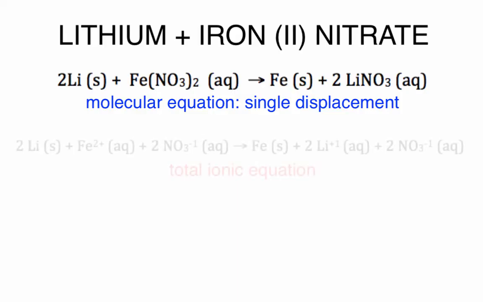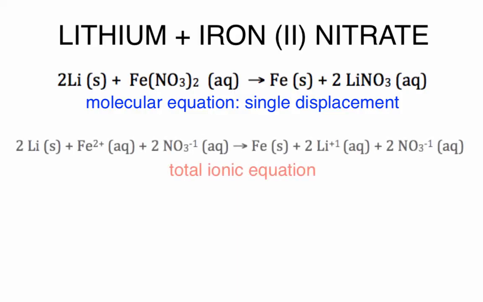You should come up with 2 moles of lithium solid reacting with 1 mole of iron 2 ions in the aqueous state and 2 moles of nitrate ions in the aqueous state. Then you form 1 mole of iron solid, 2 moles of lithium ions in the aqueous state, and 2 moles of nitrate ions in the aqueous state.